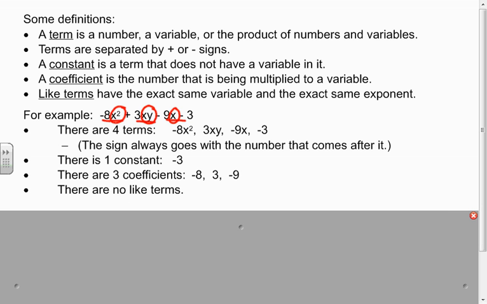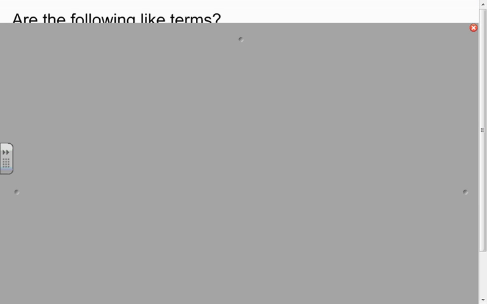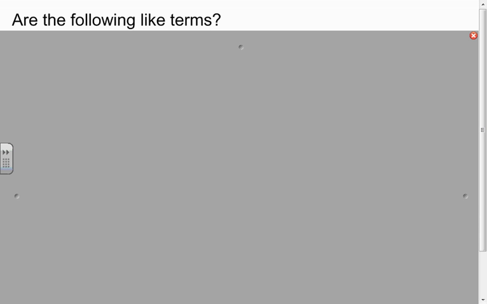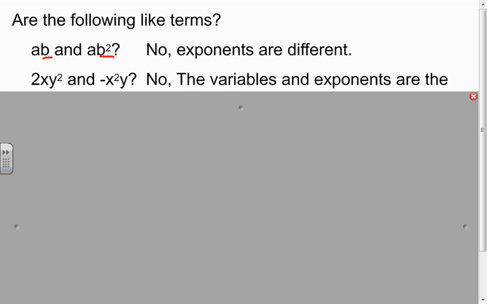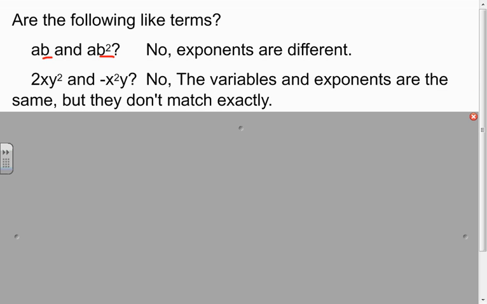Let's talk a little bit more about like terms. If you look at the following questions, are any of these like terms? AB and AB squared. Well, the variables are the same. They both have a's and b's, but the exponents aren't exactly the same. The second one has a b squared. The first one just has a b.